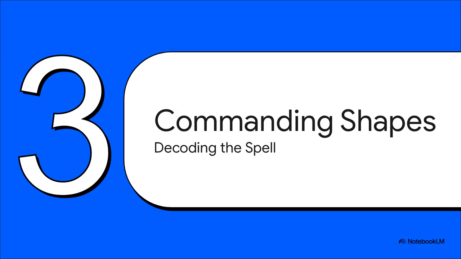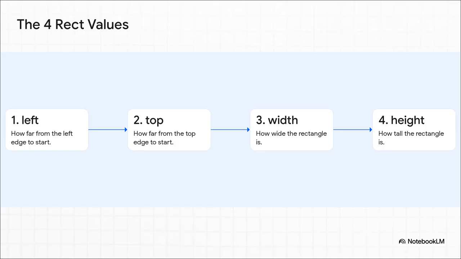Okay, so now we know where things go, let's circle back to our little magic spell, that rect command, and figure out what all those numbers actually mean. It's time to decode the spell so you can understand how you're commanding these shapes into existence. Our rect command needs 4 ingredients. Programmers call them arguments, but ingredients is a good way to think about it. The first number is left, that's your x-coordinate. The second is top, that's your y-coordinate. And those two together set the top left corner of your box. The third number is width, and you guessed it, the fourth is height. It's as simple as that.